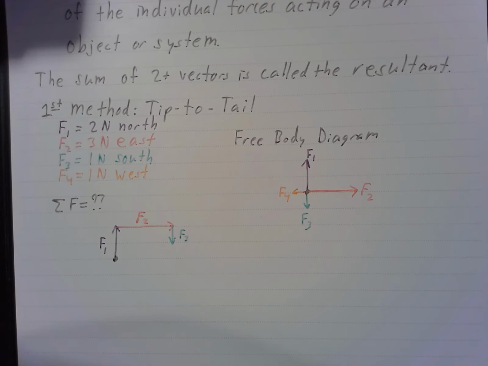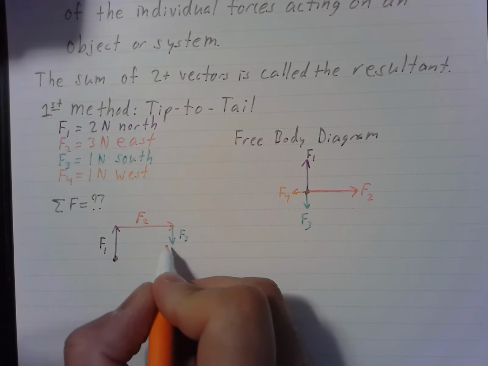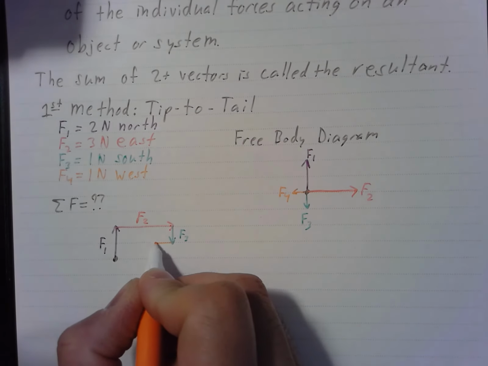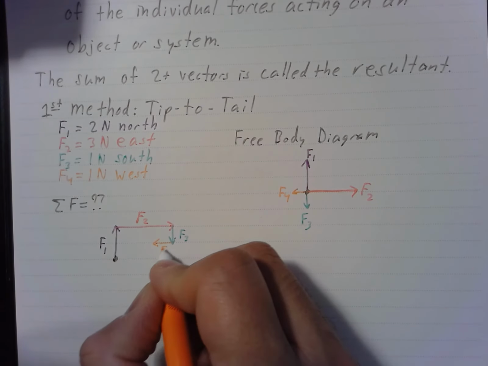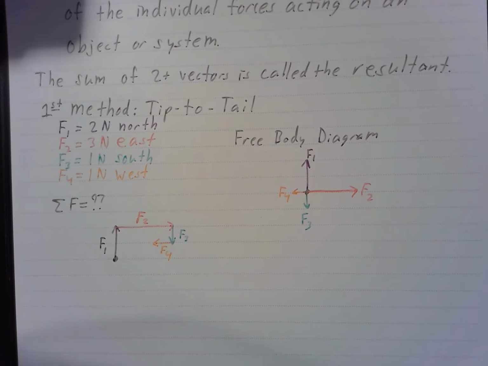So this is not actually a sequence. Everything happens all together, but the resultant is going to clue us into what is about to happen to this object. The last vector is F4, and that goes 1 Newton to the west.